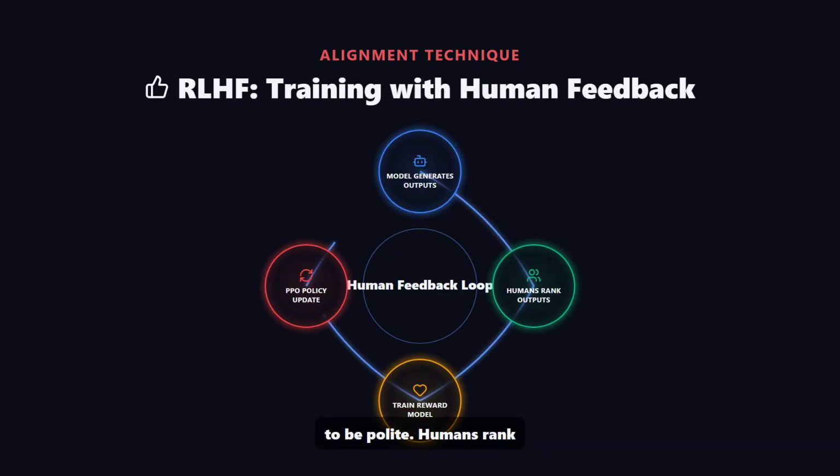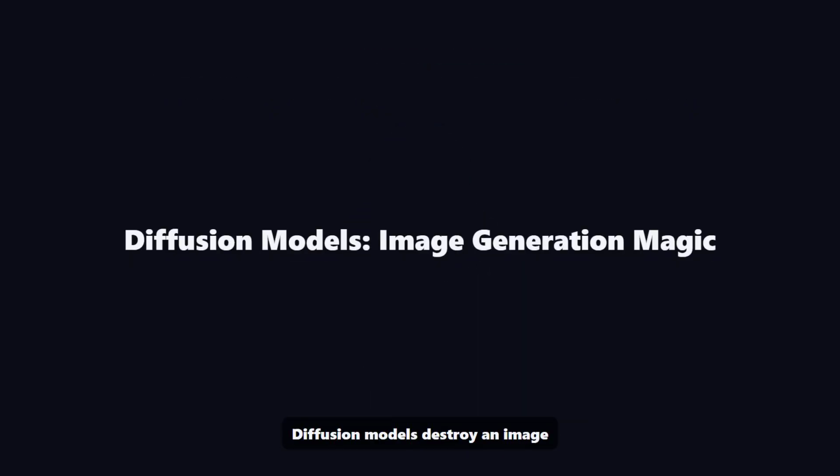RLHF is how ChatGPT learned to be polite. Humans rank outputs. A reward model captures good, and proximal policy optimization nudges the model towards safe, helpful replies. Exam question. How do you reduce harmful output? The answer is RLHF.